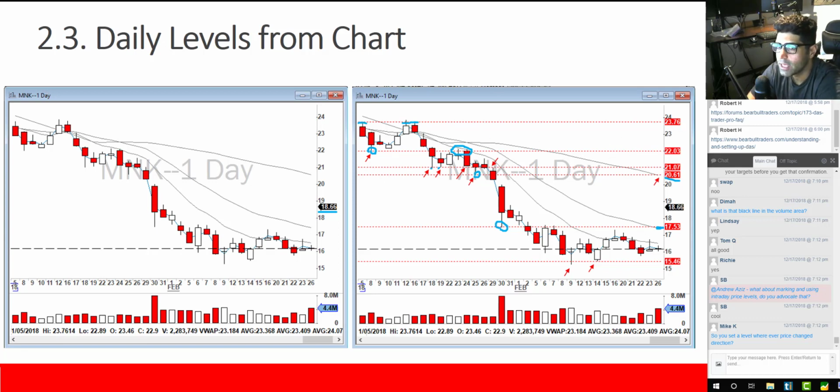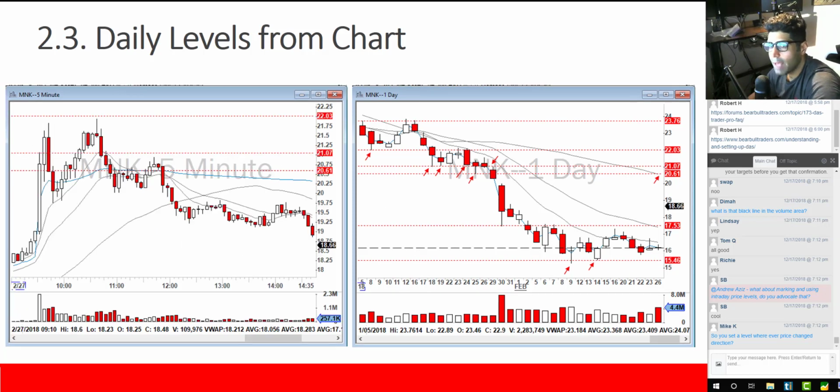But these are the levels that I put in the pre-market. I have no idea what's going to happen, but these are the levels that I want to take into the day. And let's see what happens. This is the day. So it goes all the way up to 20.63.